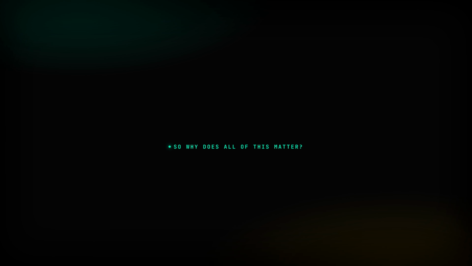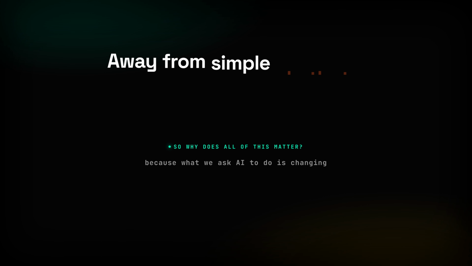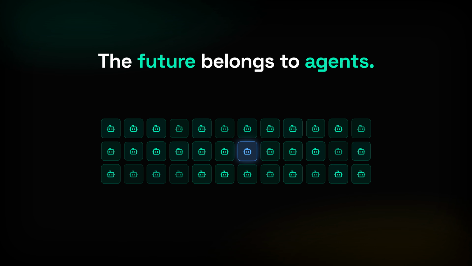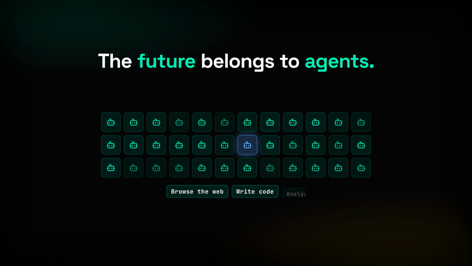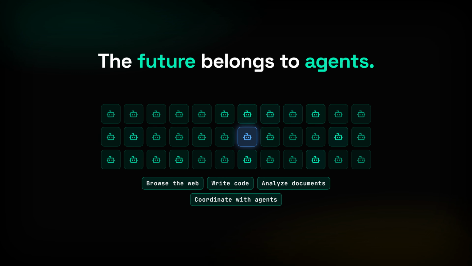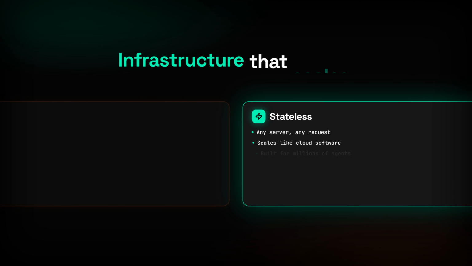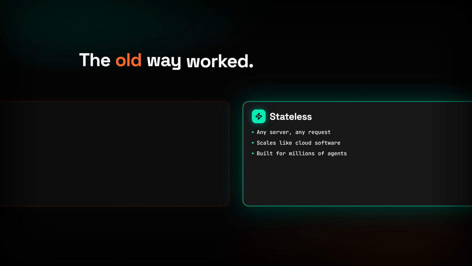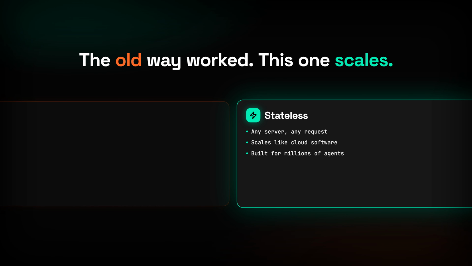So, why does all of this matter? Because AI is changing. We're moving away from simple chatbots. The future belongs to AI agents. Agents that browse the web, write code, analyze documents, coordinate with other agents, interact with dozens of enterprise systems, and execute long-running workflows. That future simply demands infrastructure that scales like modern cloud software. The old session-based approach worked, but the new stateless architecture is built for the next generation of AI systems.